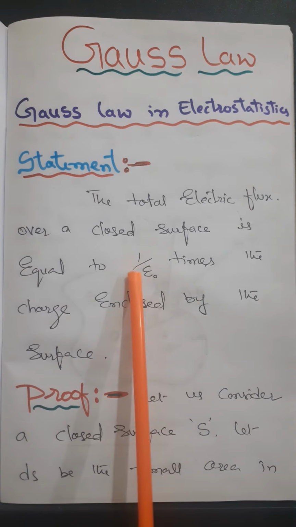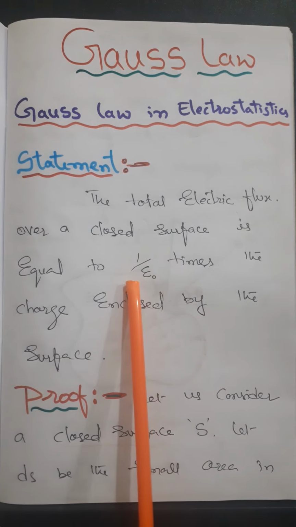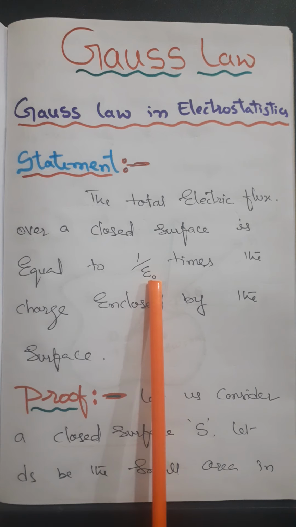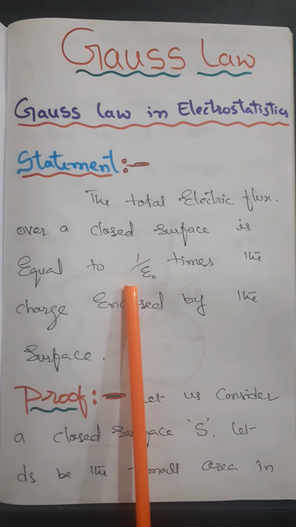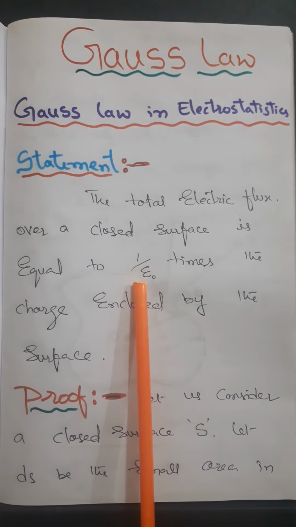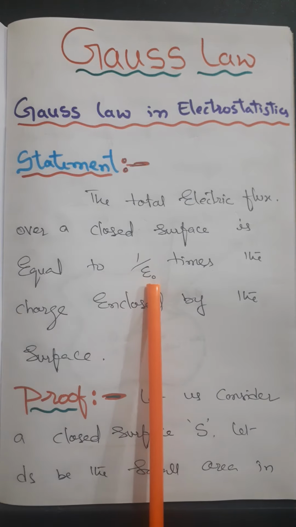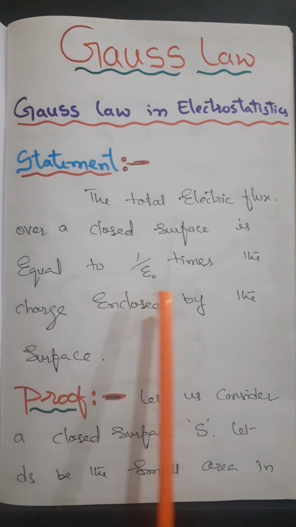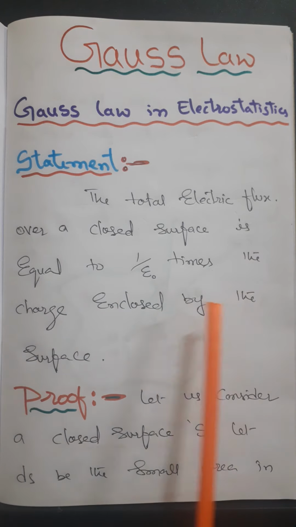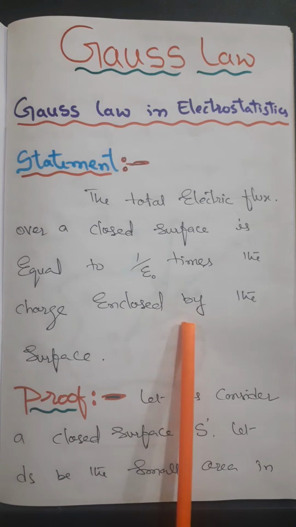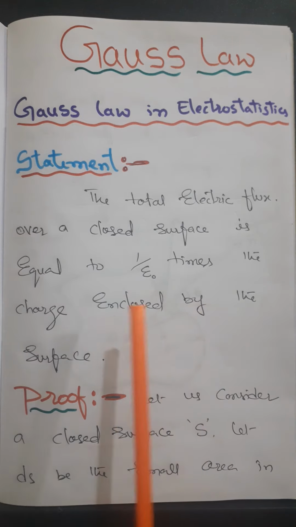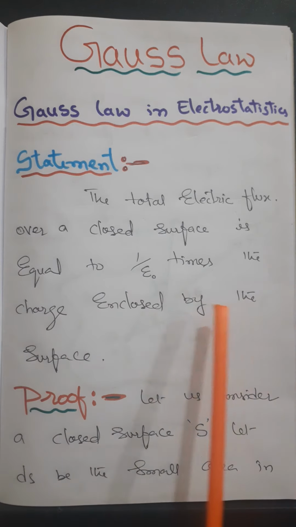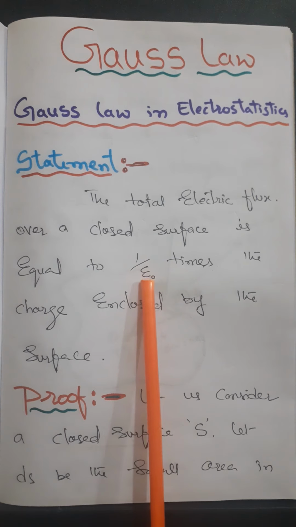What do you understand by this epsilon naught? Epsilon naught is the permittivity constant. It is called the permittivity constant because it permits how much of a given substance passes through that particular medium. For example, how many electric lines of force pass through it depends upon the permittivity. So that is called the permittivity constant.